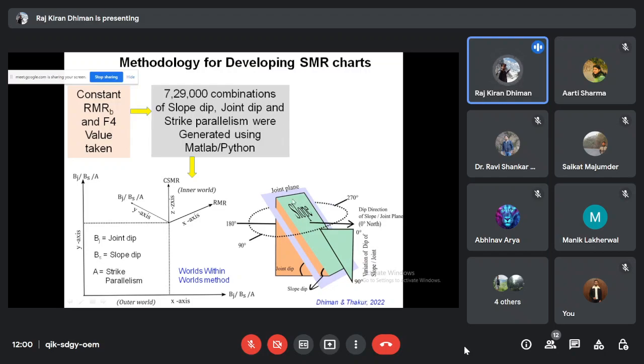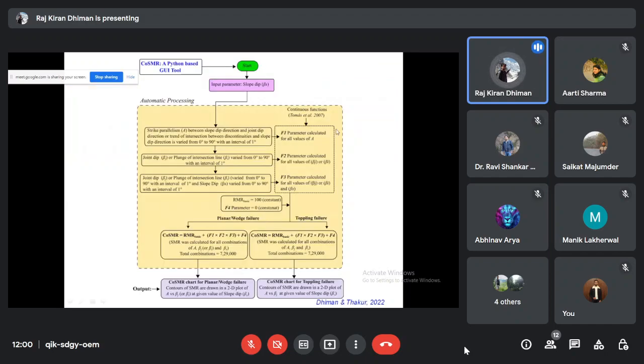So I have varied these values. The joint plane I have varied one by one from 0 degree to 90 degree. Okay. Similarly, I have varied the joint dip also from 0 degree to 90 degree, as mentioned here. And for every variation, I was checking the SMR value. Okay. So there is this flow chart basically, and right now we have developed this tool also.